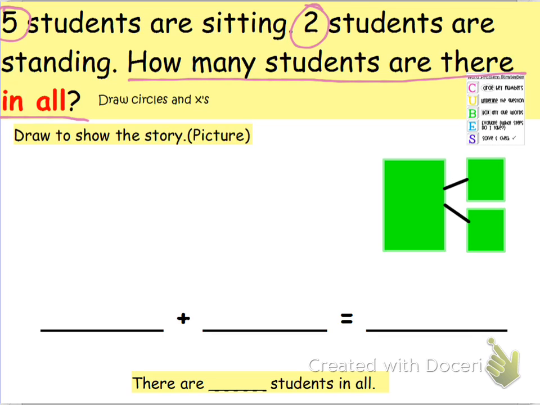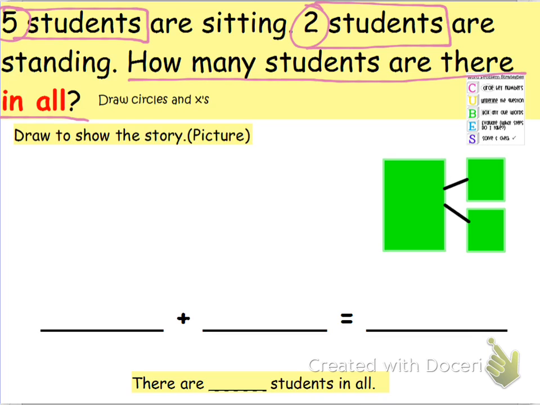Well, we know that there's 5 students that are sitting and 2 students that are standing. And we have to figure out how many are in all. How many students are there all together, no matter if they're sitting or standing. Okay, well, so now we know we have to figure out how many are all together. Let's draw a picture. Now we're going to use circles and X's. So the reason why we're going to do this is to show the difference between one part and another part.